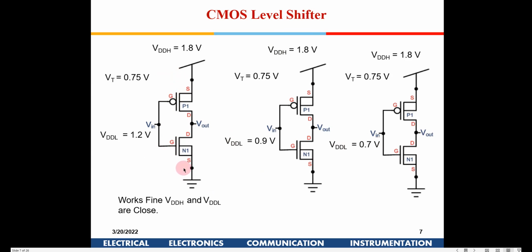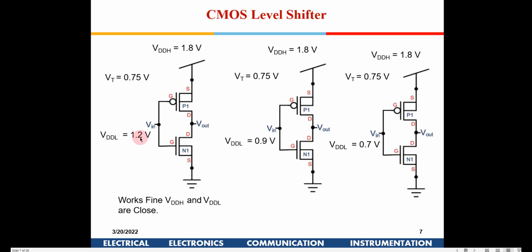If I discuss the first circuit here, it is 1.8 volt and 1.2 volt here. If I give 1.2 volt here, this NMOS will be switched on and this will be switched off, so I will get 0 volt here. When I am giving 0 here, this will be switched off and this will be switched on, because it is 1.8 volt and 1.2 volt, and the threshold voltage is 0.75. When it is 1.2 volt, this will be 0.6 volt, whereas the threshold voltage is 0.75, so this will be switched off. So there is no issue.